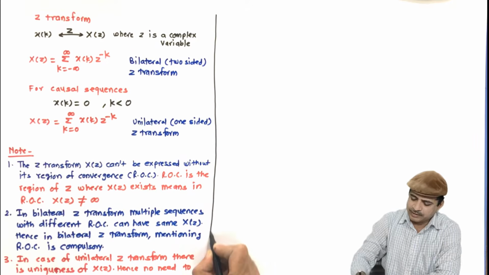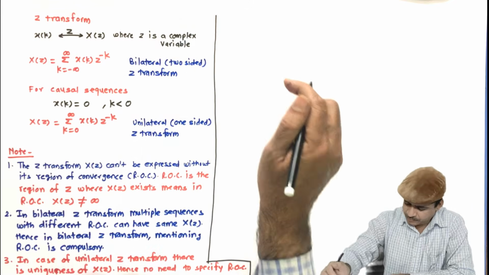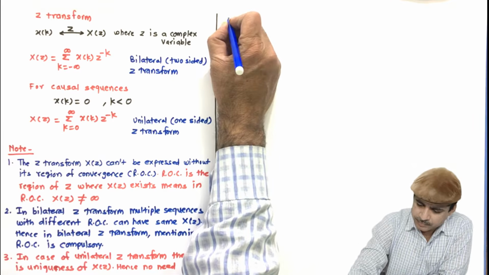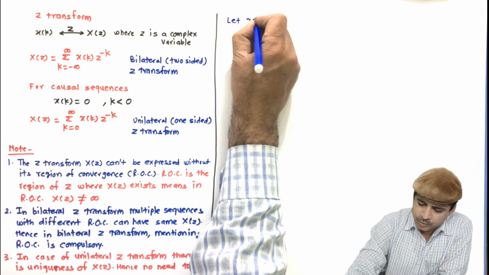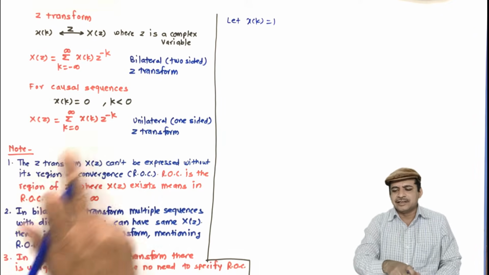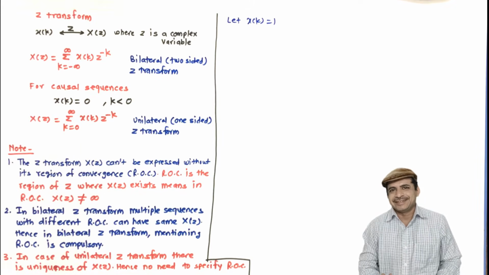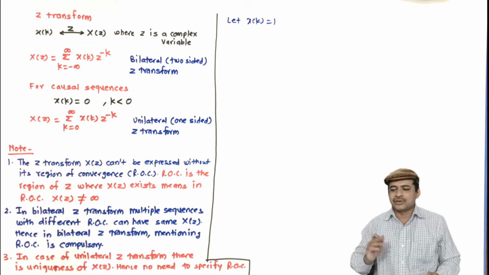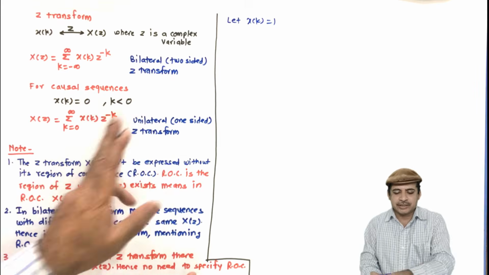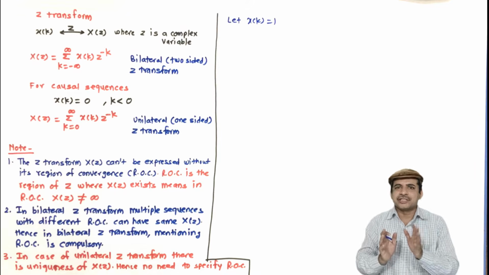And now what I will do, I will explain it with a couple of examples. You will get the concept of ROC as well. So I will take one example, let x of k equal to 1. Very simple, a standard signal 1. In case of bilateral signal, this becomes u of k or minus u of minus k minus 1. It is either on the left side or on the right side. So in case of causal sequences, it is always right sided. On the left side of the time index, the signal is absent. So for a right sided signal, the ROC is fixed.